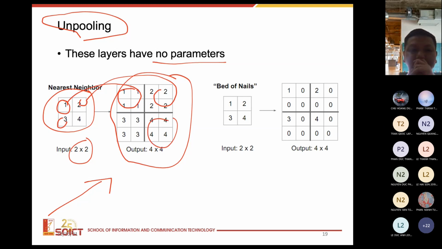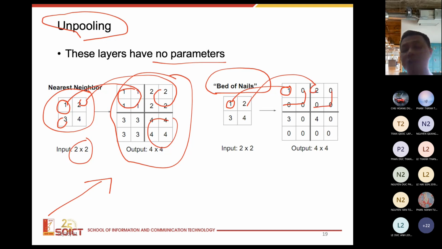Another way to do unpooling with no parameters is to use the bed of nails mechanism. In this mechanism, we keep the value from the input in its location, and for the other locations that have missing values, we fill in the number 0. For example, there is the value here, and then for the missing locations we can replace them with 0, and the same for this and this.